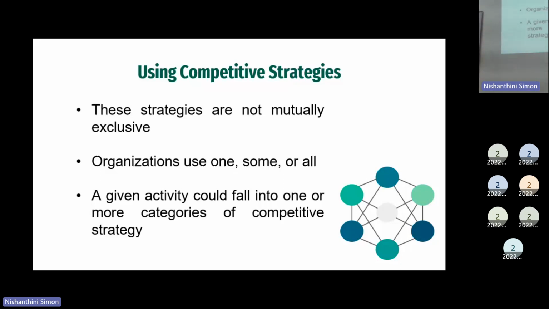So in a process, in order to do that process in a proper way, sometimes we may need to use 2 strategies together. So that is also not any issue. So alone one strategy we can use, or together these strategies we can use, or all the strategies together also we will be able to use. So those are the main competitive strategies, right?